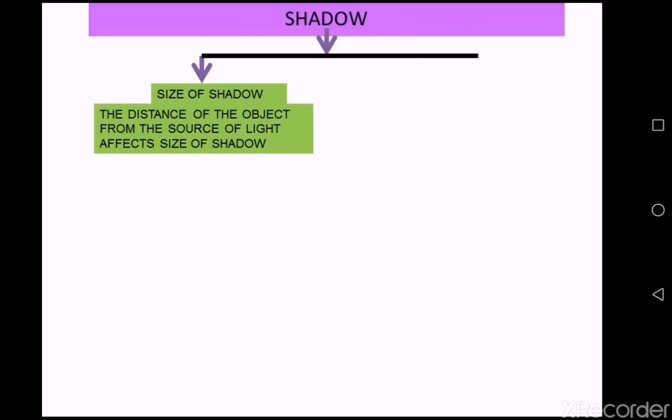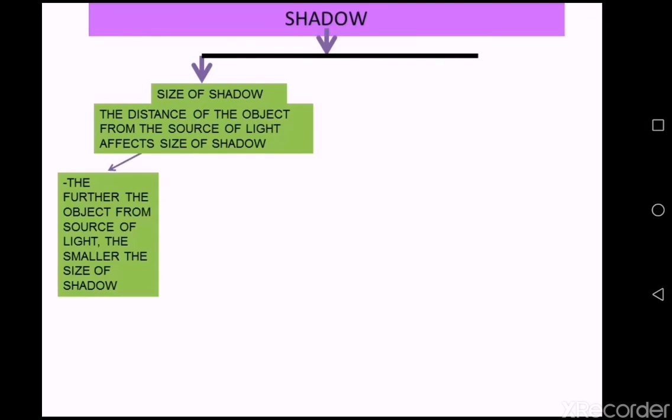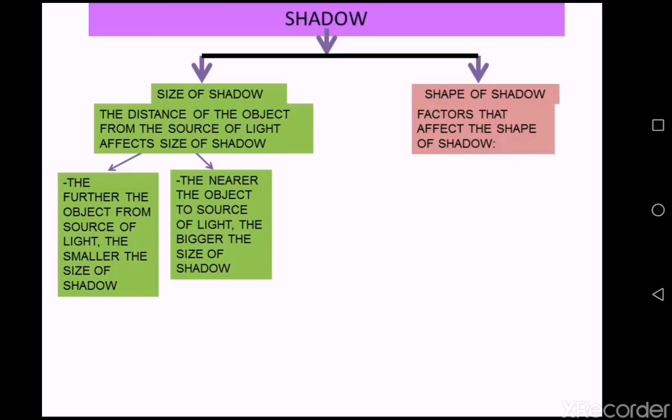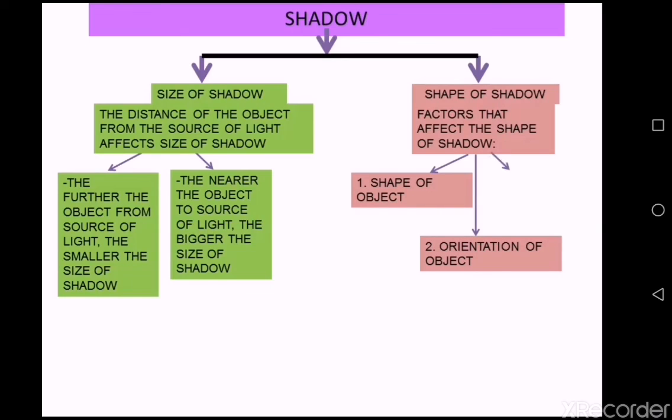So you have to remember that the size of shadow is affected by the distance of the object from the source of light. So you have to remember what affects the size of the shadow. And the shape of shadow, there are 3 factors that affect the shape of shadow, and they are: number 1, the shape of object, number 2, the orientation of object, and number 3 is the position of the source of light.